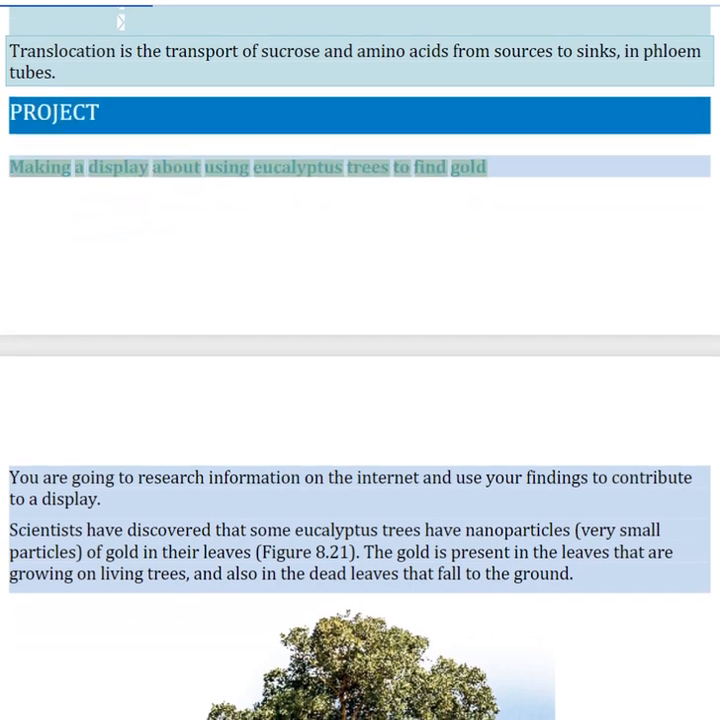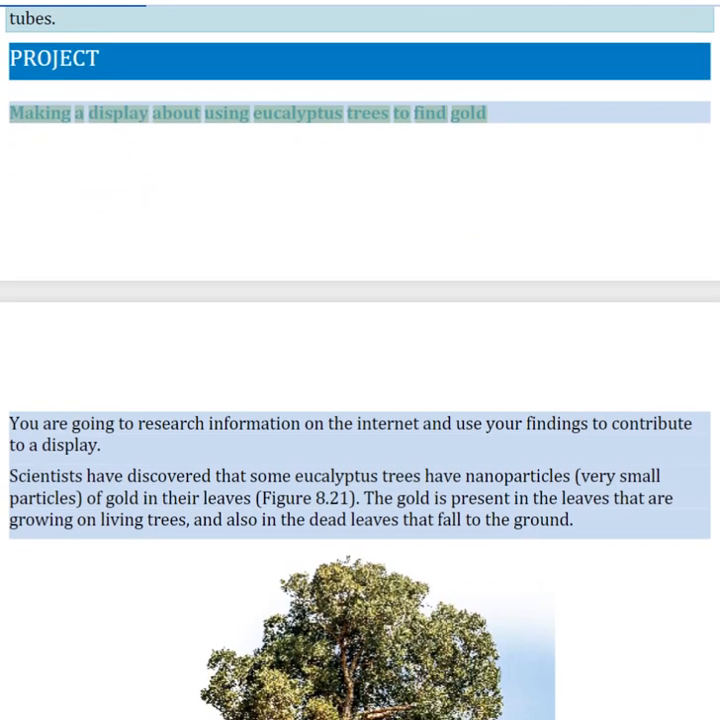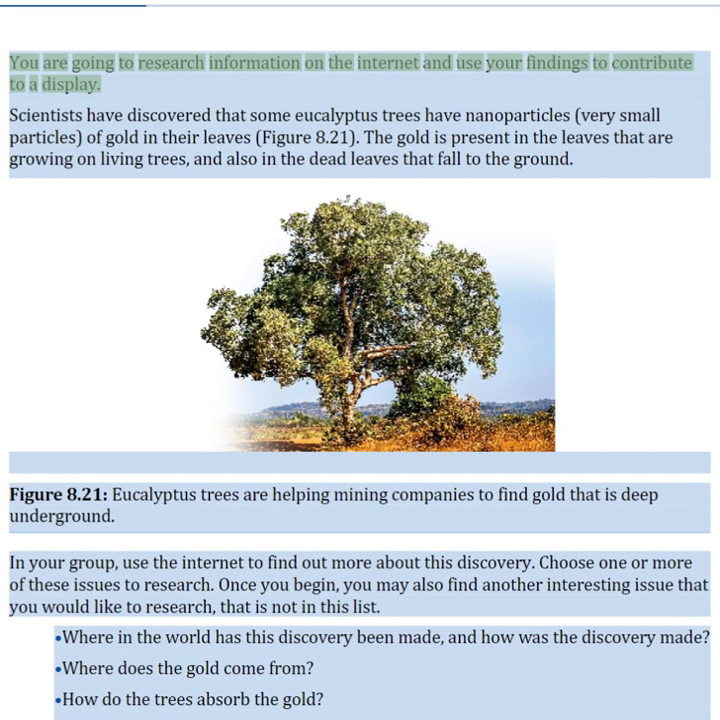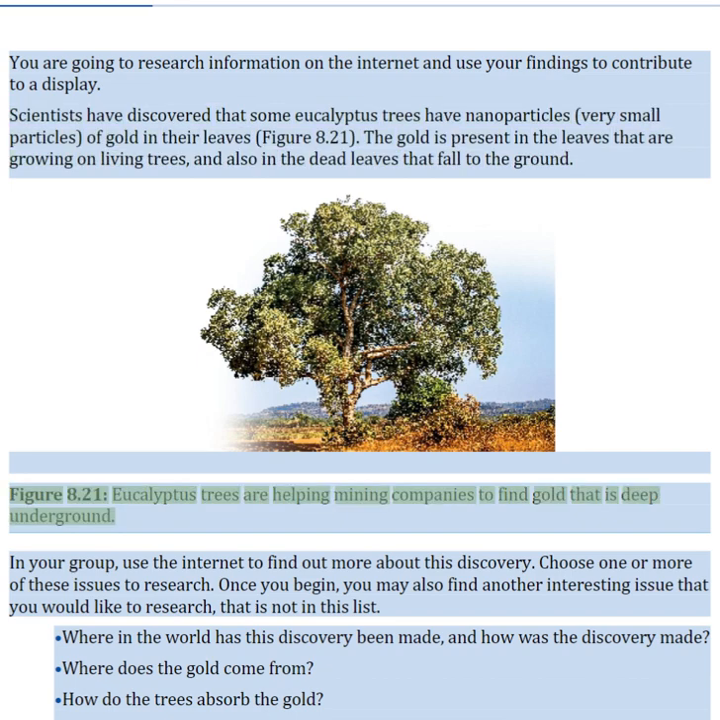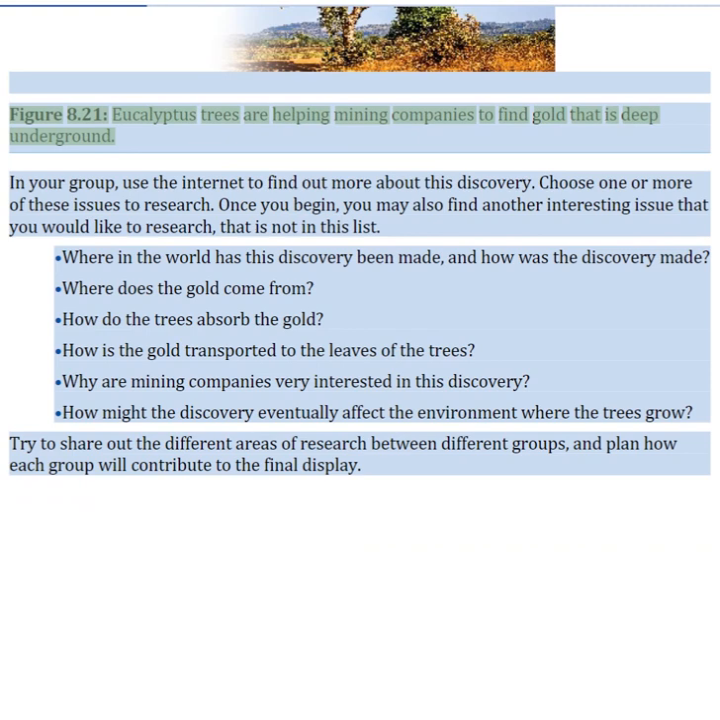Project: making a display about using eucalyptus trees to find gold. You are going to research information on the internet and use your findings to contribute to a display. Scientists have discovered that some eucalyptus trees have nanoparticles of gold in their leaves. The gold is present in the leaves that are growing on living trees, and also in the dead leaves that fall to the ground. Figure 8.21: eucalyptus trees are helping mining companies to find gold that is deep underground.